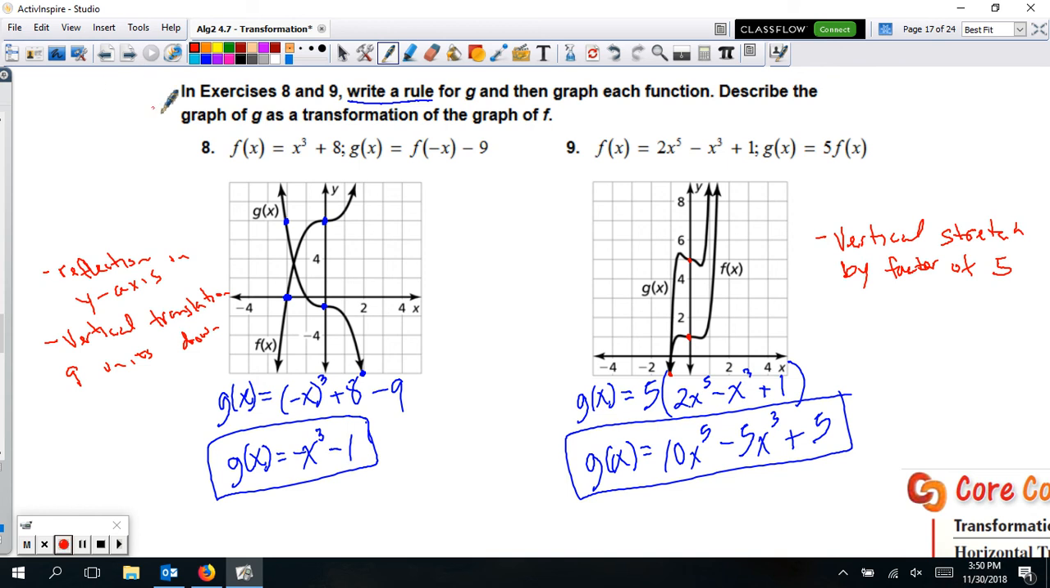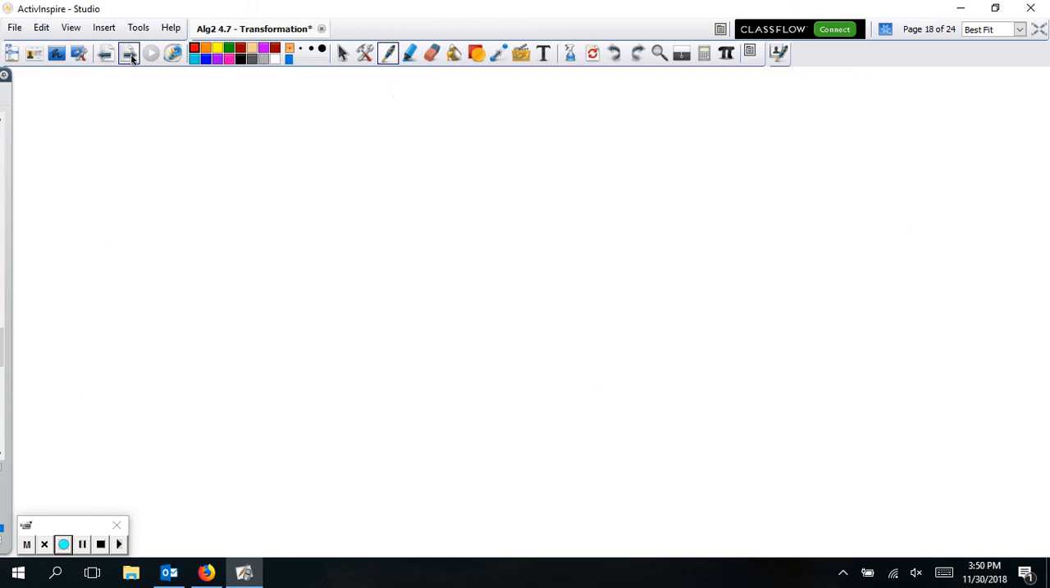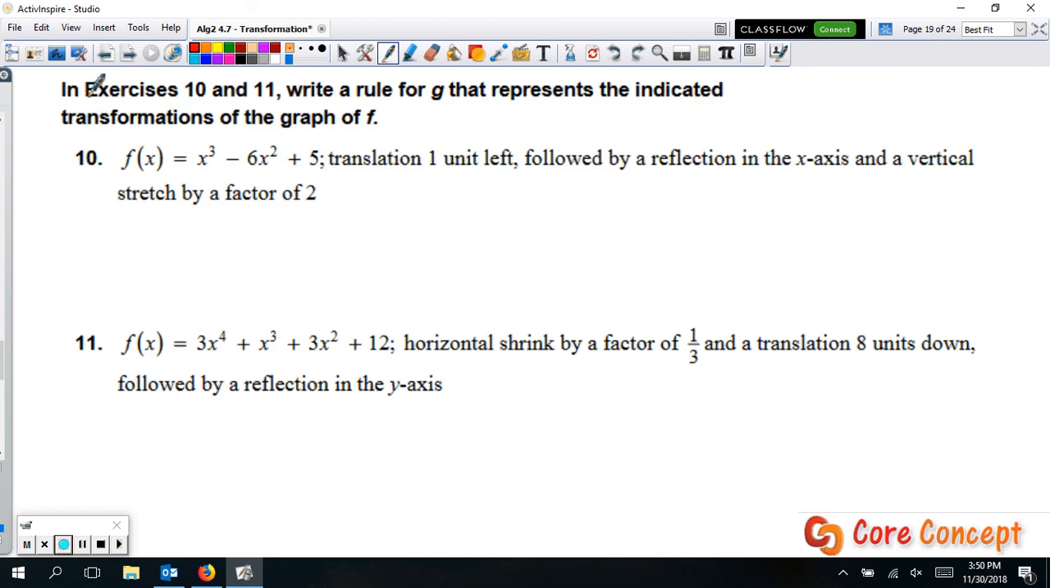Okay, moving on to the last 2 problems. That would be 10 and 11. So 10 and 11 are here. So we're going to write a rule again on this one. We're writing a rule just like we were doing on the last one for g that represents the indicated transformation of the graph of f. So here's our f of x function, and it tells us the description. We're just going to take that description and write a function from this. So we got to perform these transformation operations to this function to do this.